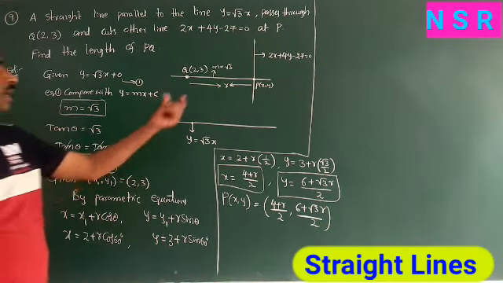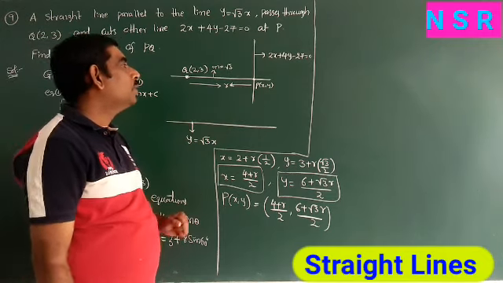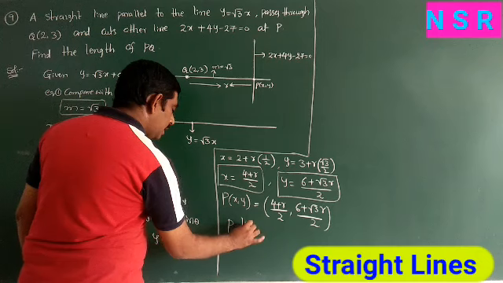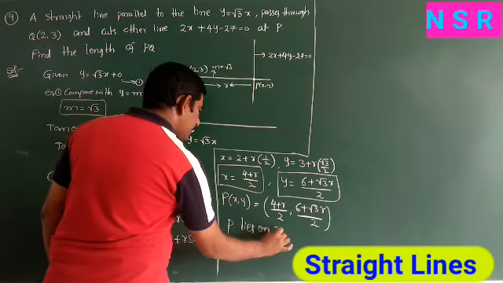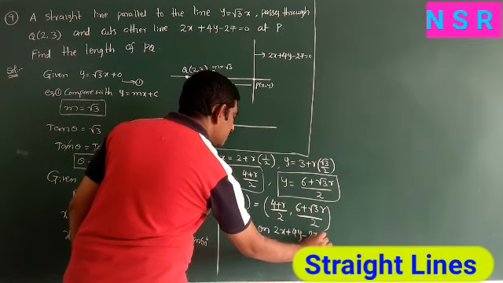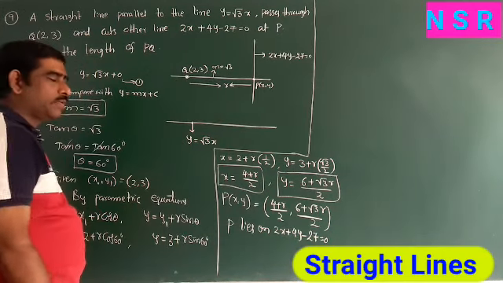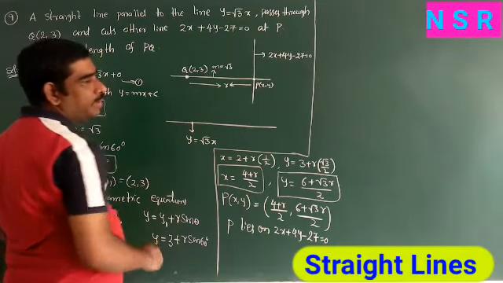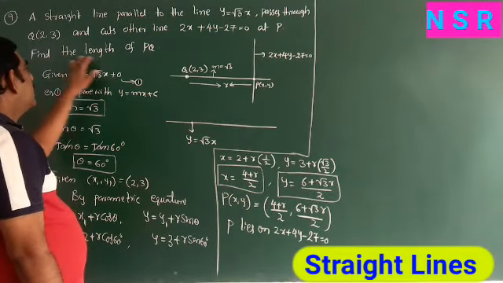So observe the diagram, P lies on 2x + 4y - 27 = 0. In place of x and y, substitute these values, and we get the r value. What is the distance between P and Q? We also have to find the length of PQ.